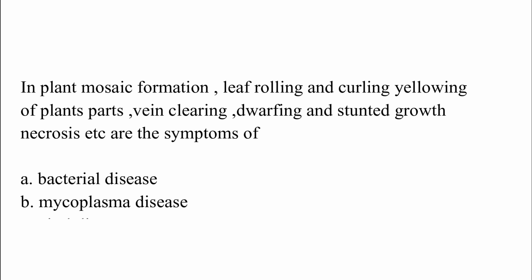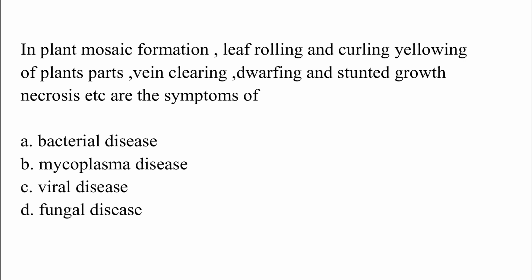In plants, mosaic formation, leaf rolling and curling, yellowing of plant parts, vein clearing, dwarfing and stunted growth, necrosis, etc. are the symptoms of: option A, bacterial disease; option B, mycoplasma disease; option C, viral disease; option D, fungal disease. The correct answer is option C, which is viral disease.